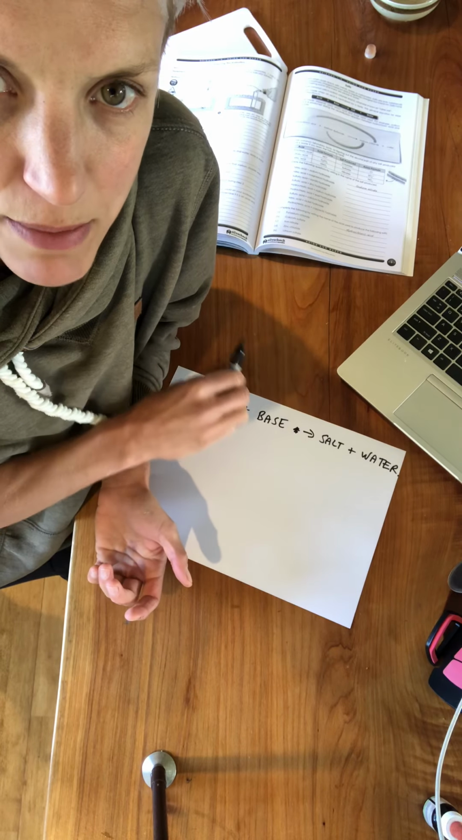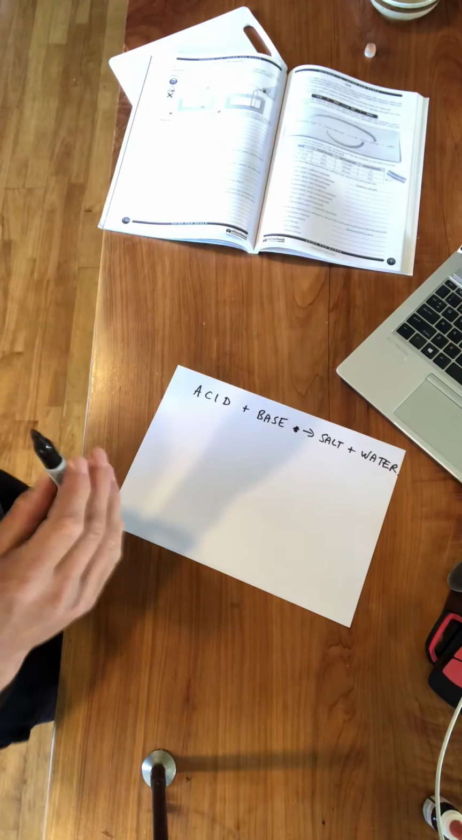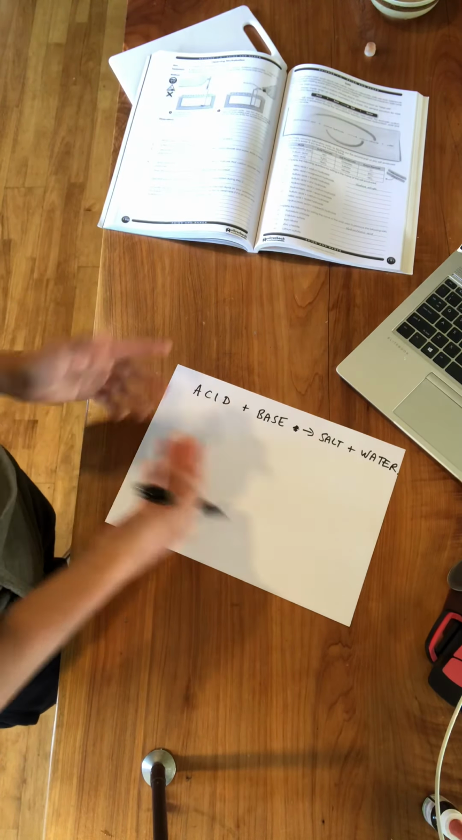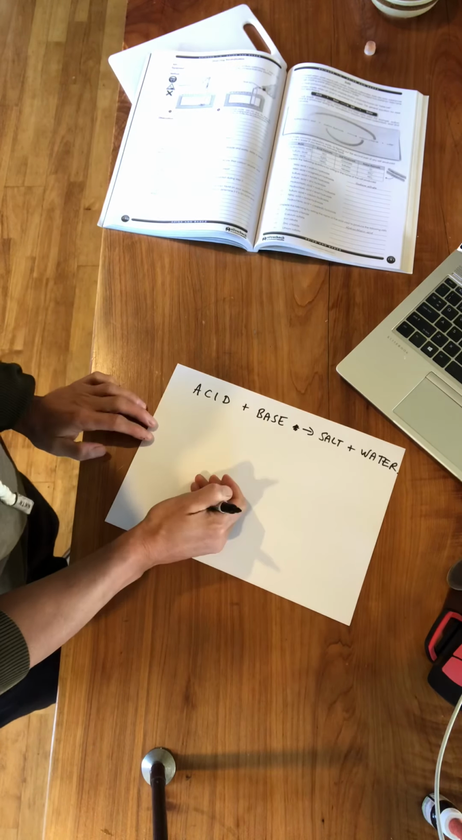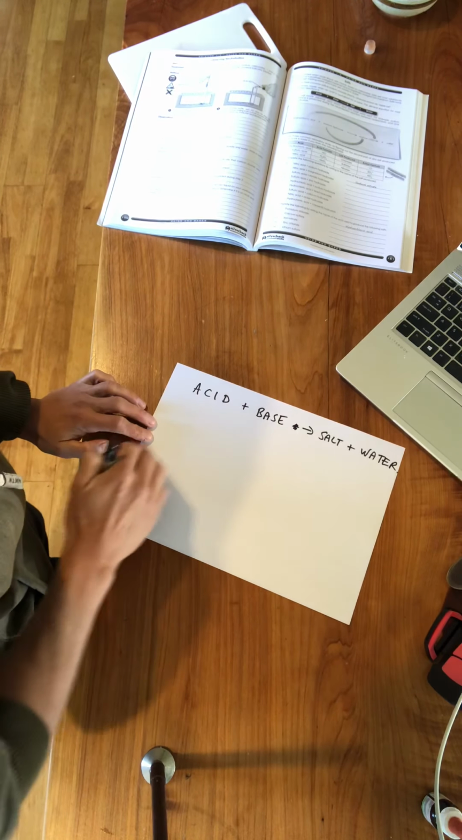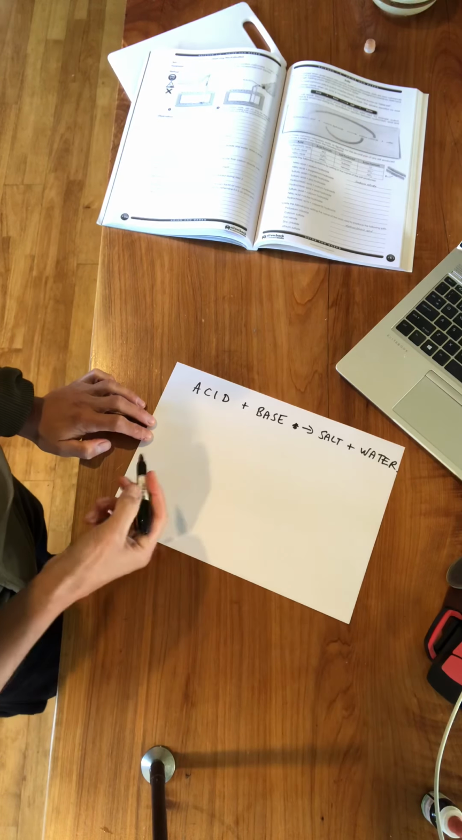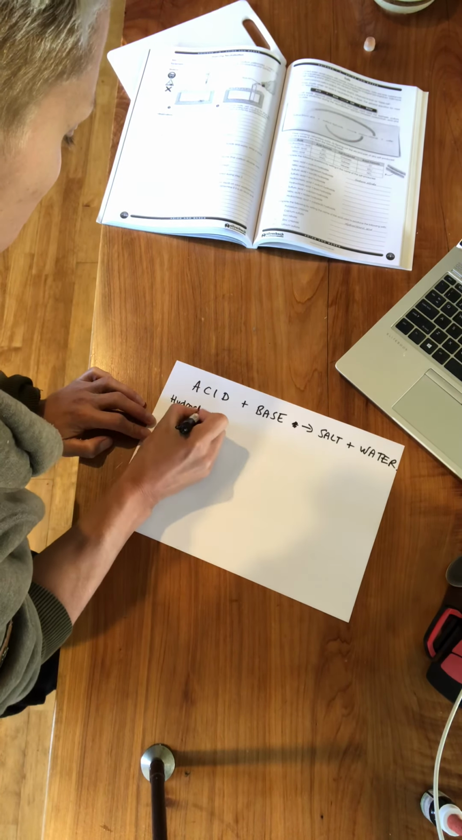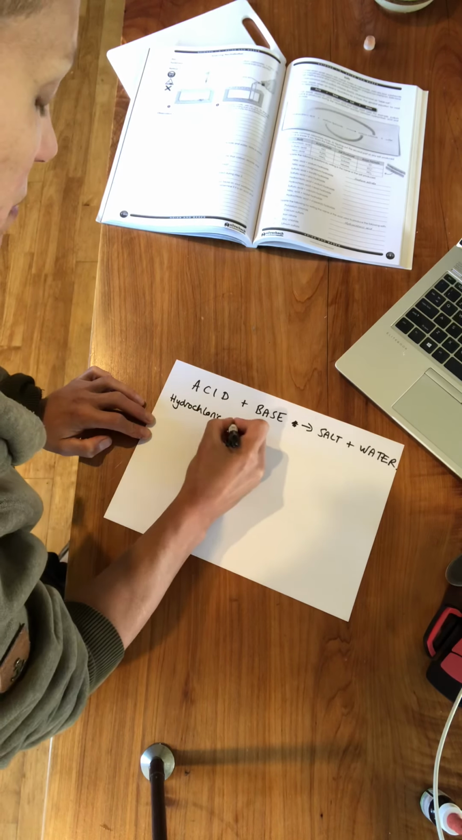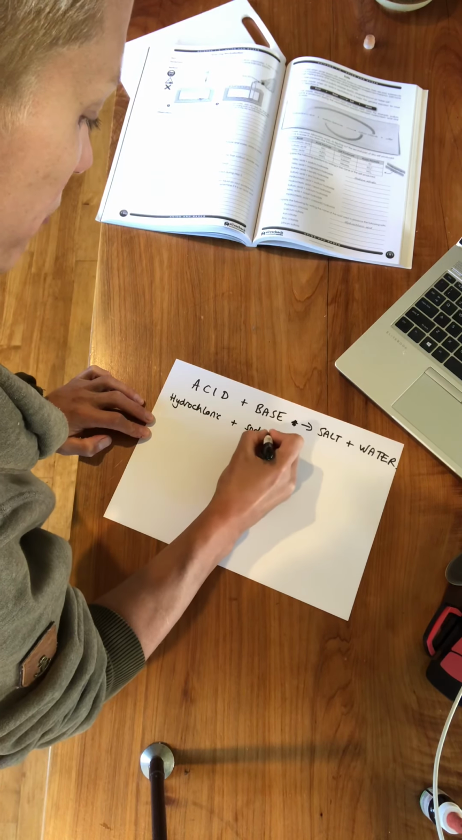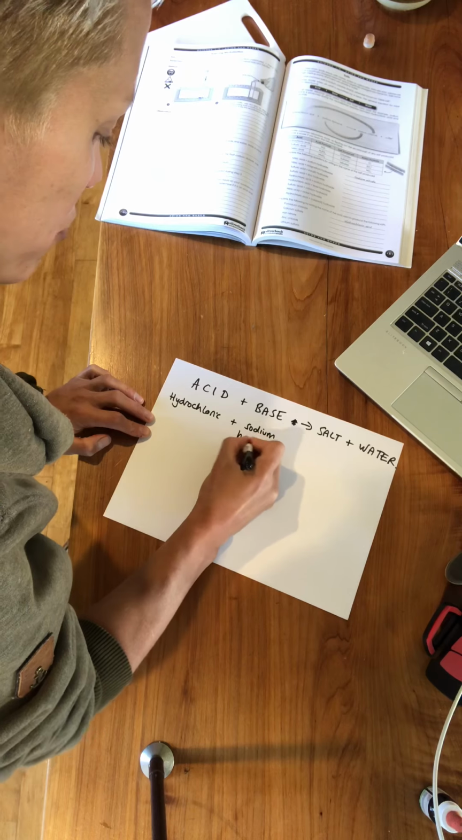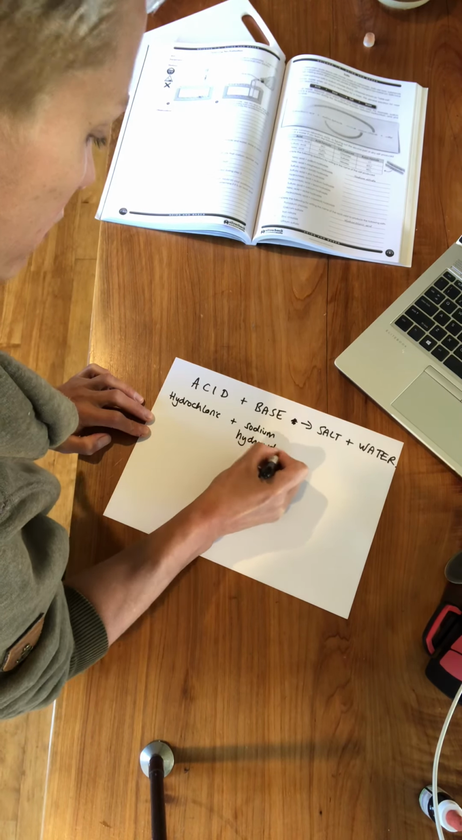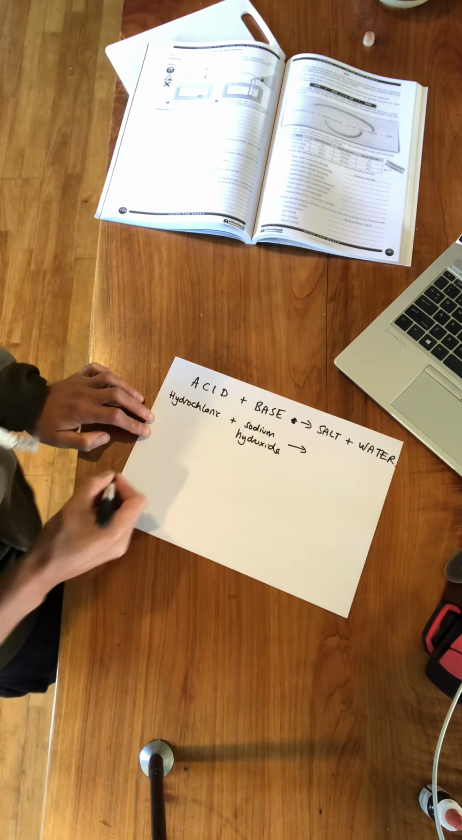Acid and a base make salt and water. Right, now, that means nothing. If you wrote that in an exam, you won't get any credit for it at all. But what you would get credit for is if they said to you, okay, we have some hydrochloric acid and we're going to react it with some sodium hydroxide. Write a word equation for this reaction.